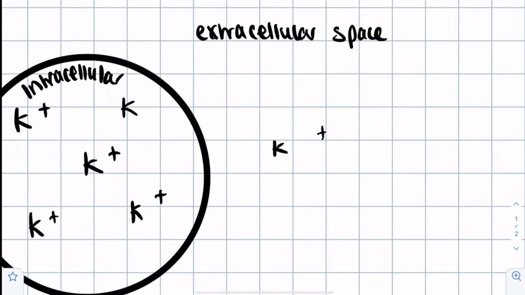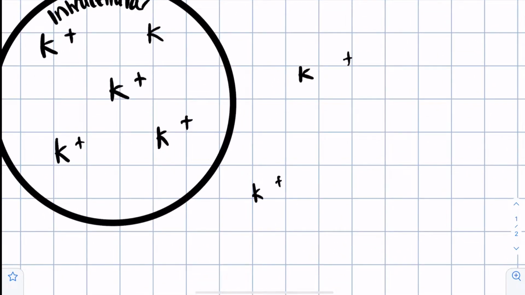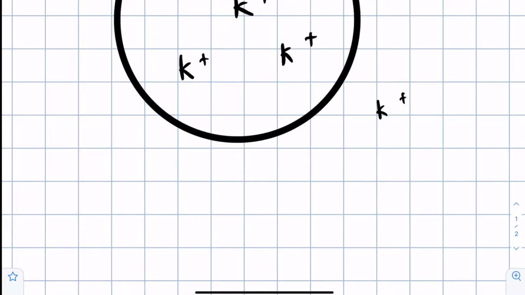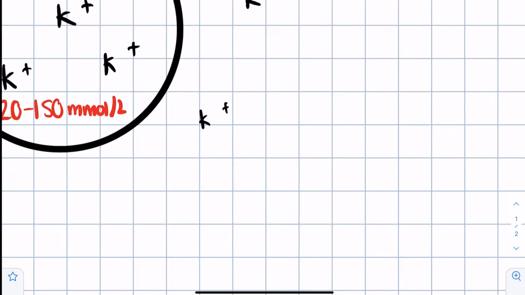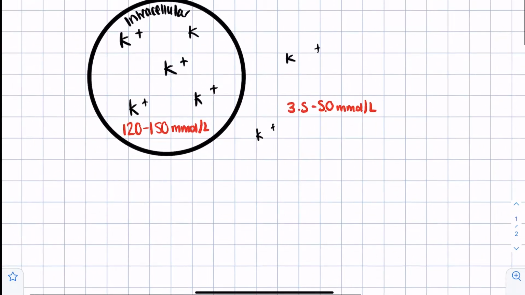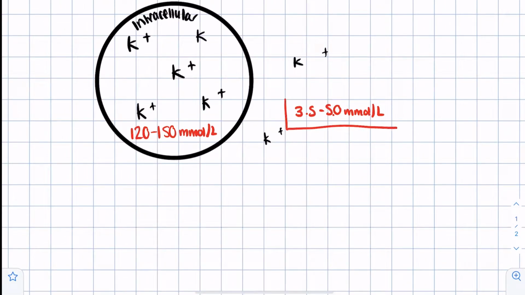So in terms of the concentration of potassium, if we were to put a number on it, intracellularly there's typically around 120 to 150 millimoles per litre, and outside the cell it's typically 3.5 to 5.0 millimoles per litre. So when you go to your various computer systems in the hospitals, what they tend to give in terms of the normal is around this sort of range.